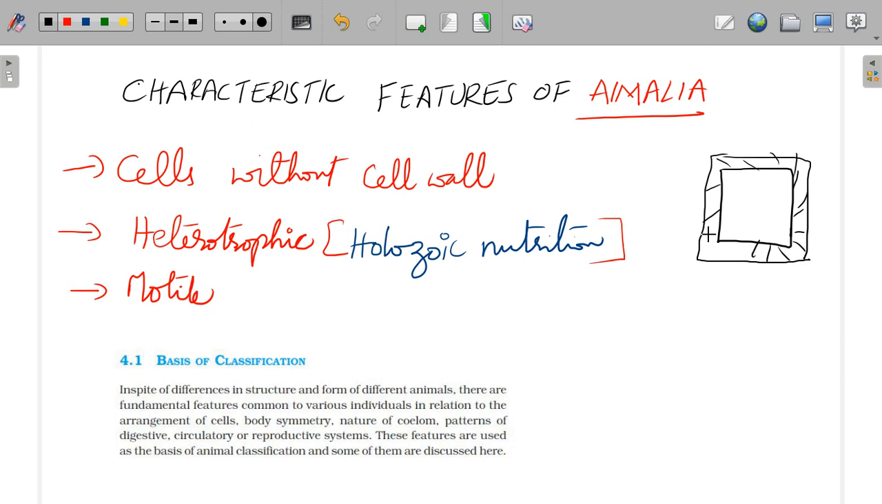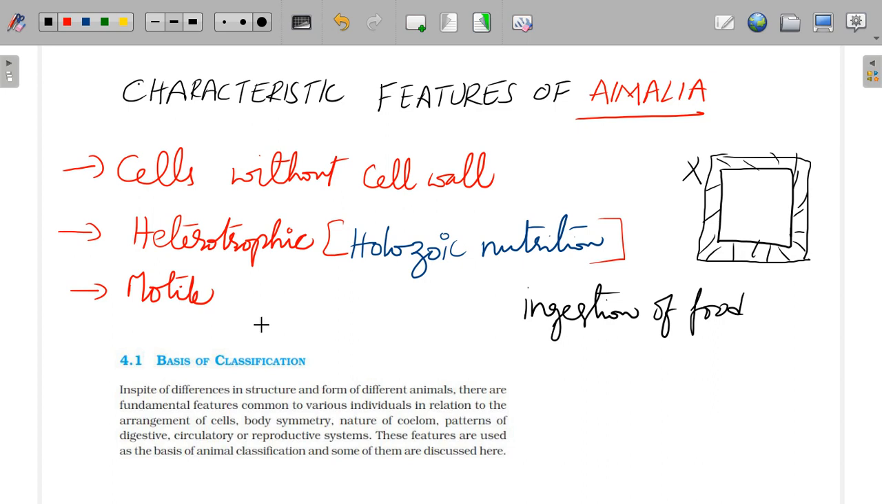And most of the organisms are heterotrophic in nature. They don't prepare their own food material, and the type of nutrition is called holozoic. Holozoic means ingestion of food. Ingestion of food means taking the food into the mouth. So that means they have a more advanced mouth, sometimes a primitive gullet, and sometimes a more advanced mouth to take food into the body. And of course, most of the organisms in the animal kingdom are motile in nature.